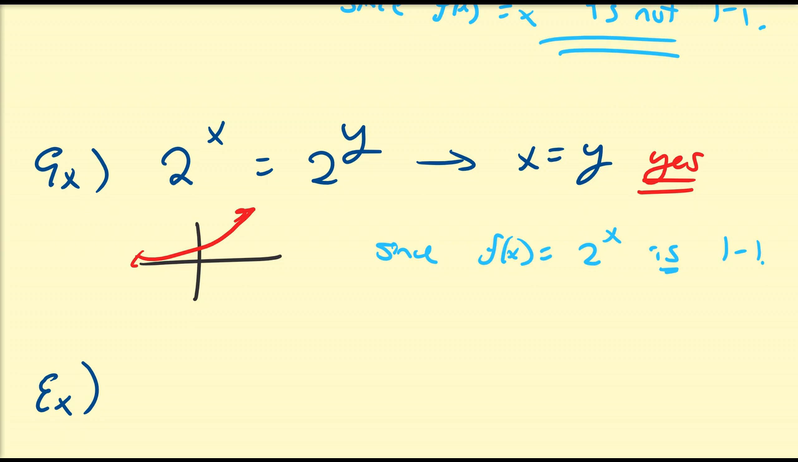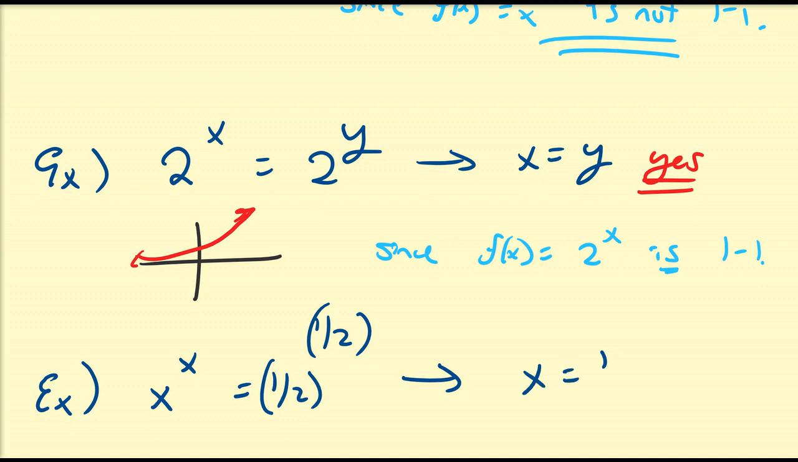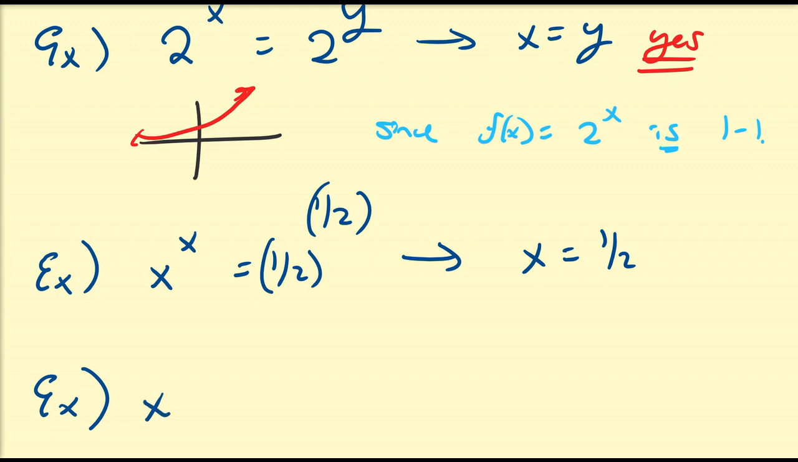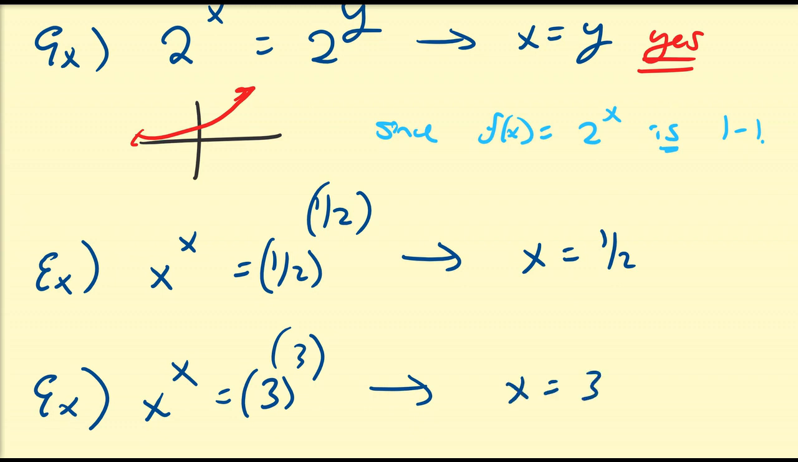Now here's an interesting problem. Suppose we have x to the x is equal to 1/2 to the power of 1/2. Does this imply that x is equal to 1/2? And in another case, suppose we have x to the x is equal to 3 to the 3. Does this imply that x is equal to 3? In the first case, the answer is no. In the second case, it is yes.